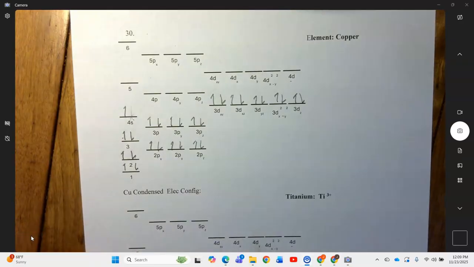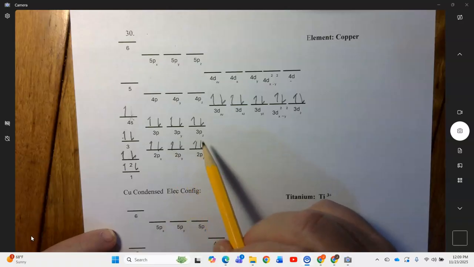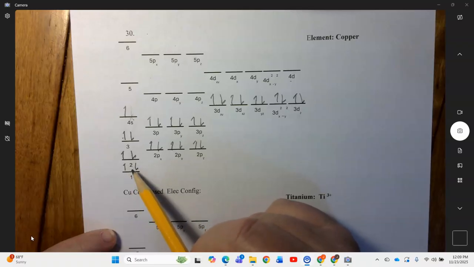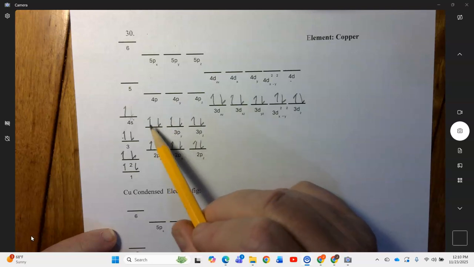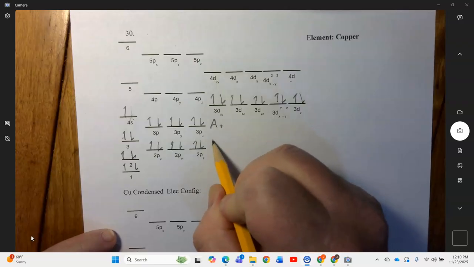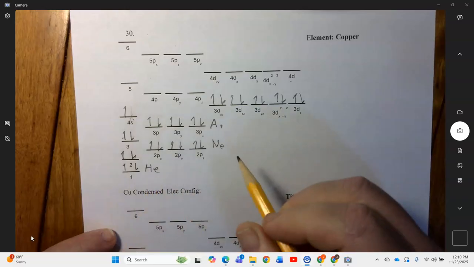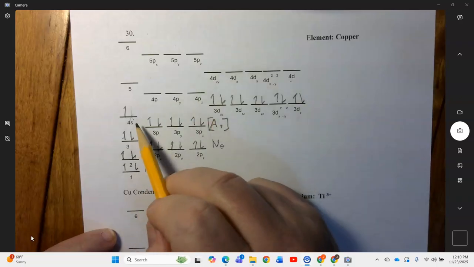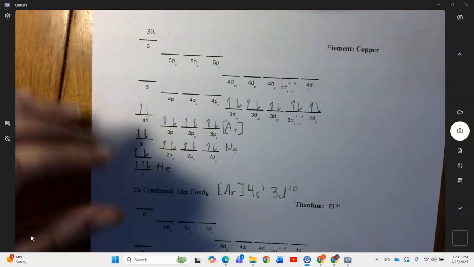Okay. So now what we're going to do is remember that a noble gas is any filled p subshell. So this one, the 1s is filled, and that's helium. The 2p is filled, that's neon. And the 3p is filled, that's argon. So this is argon, this is neon. And this one down here, it's the only one that's not a p, is helium. Okay? So that means we're going to come down here. We're going to start with argon right here. And then we're going to add a 4s1 and a 3d10. Okay, and that takes care of that.